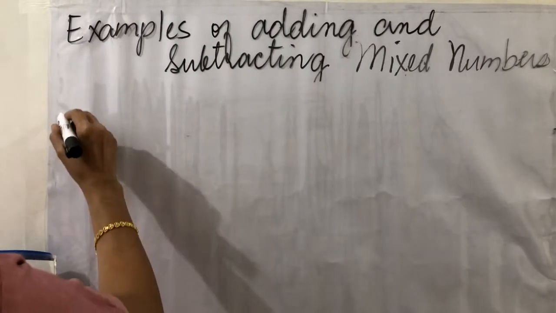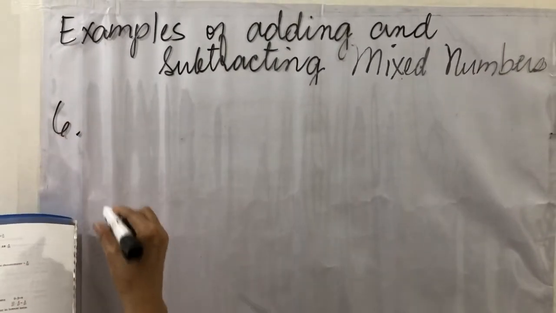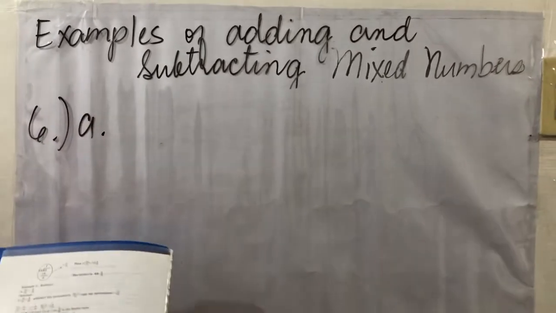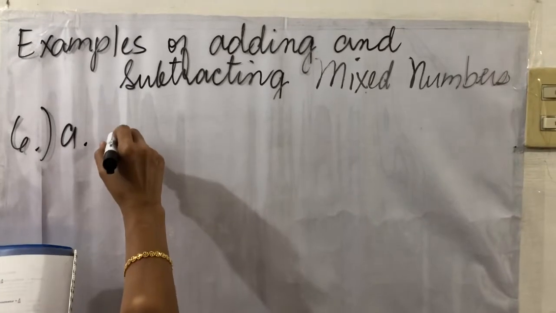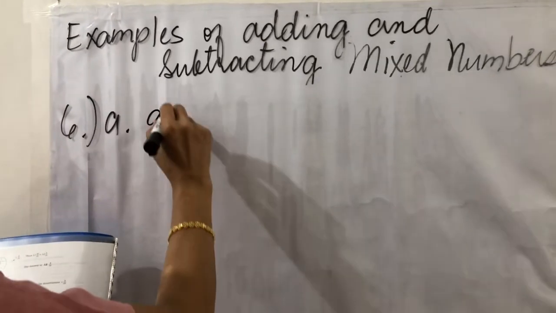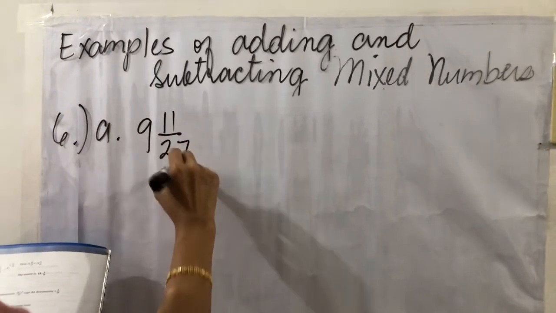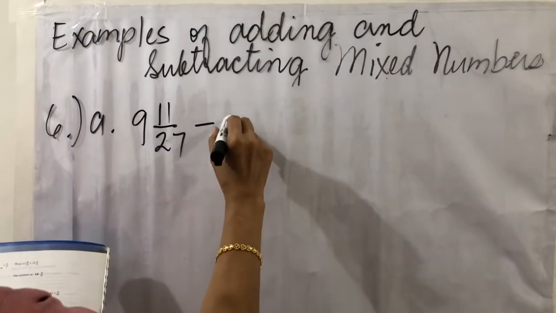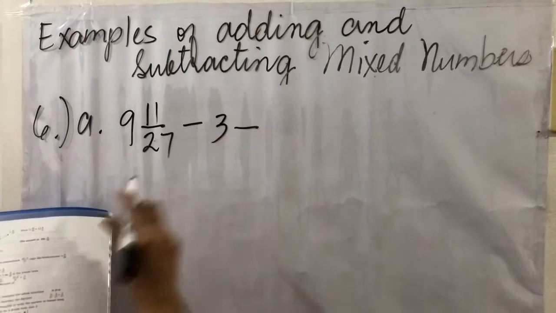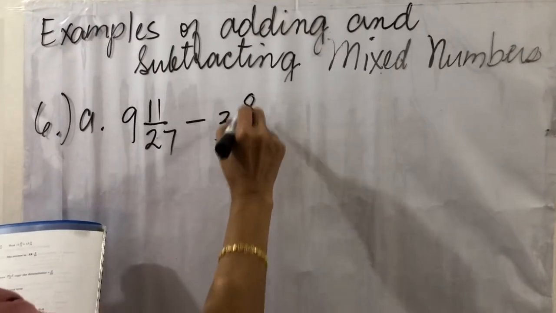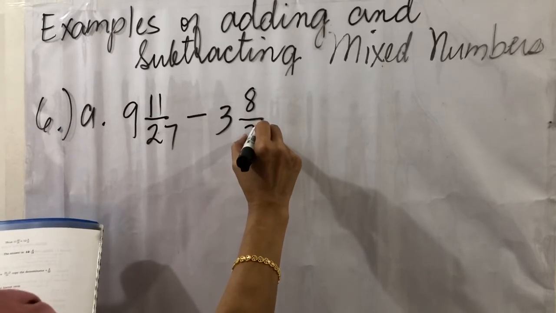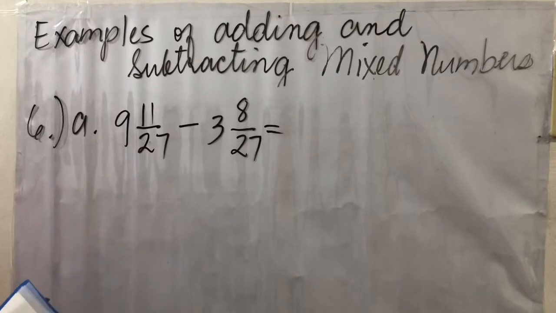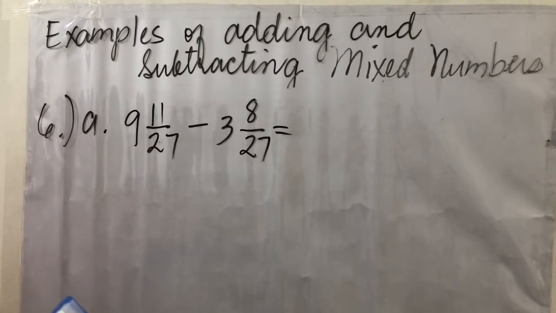We are now in example number 6. Letter A. 9 and 11/27 minus 3 and 8/27 equals. So let us do first the horizontal way.